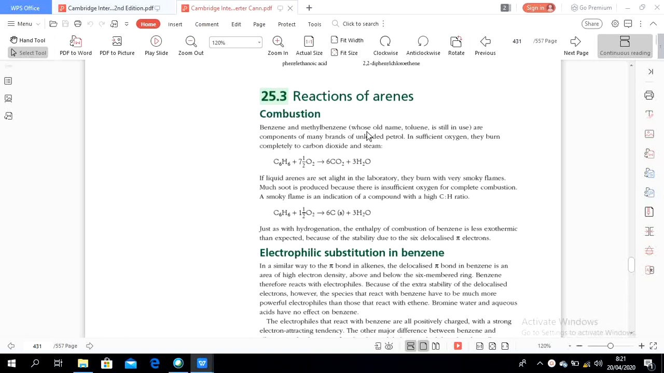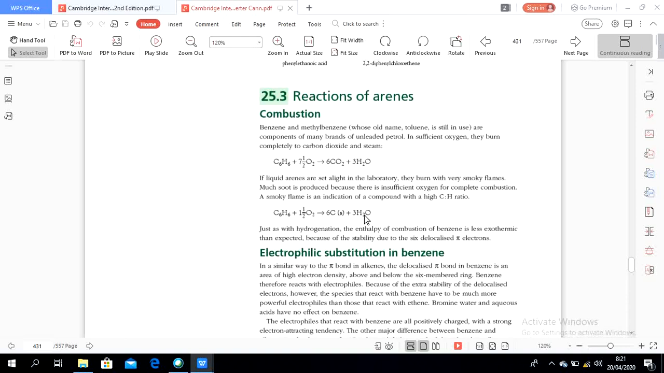Benzene or methylbenzene, they react with oxygen just like other organic molecules. They undergo combustion. There are two types of combustion, complete combustion and incomplete combustion. Complete combustion will produce carbon dioxide and water, while incomplete combustion will produce carbon and water.